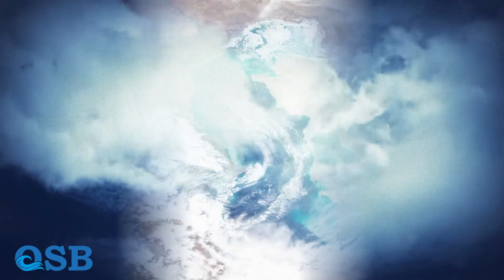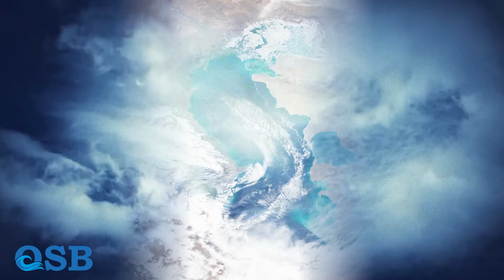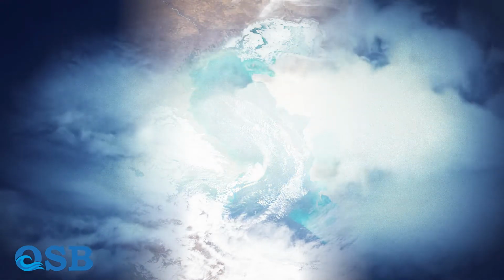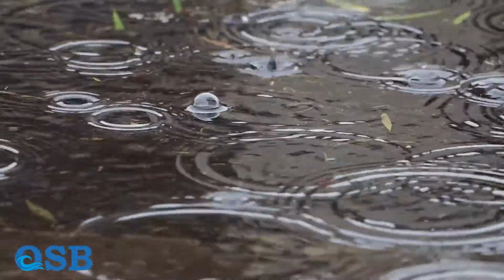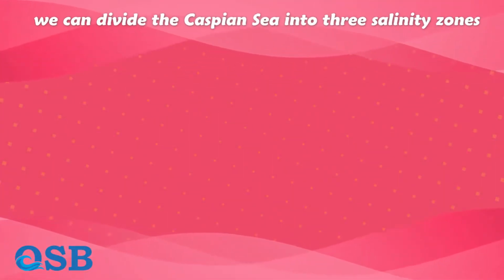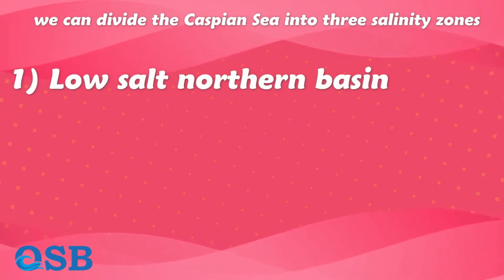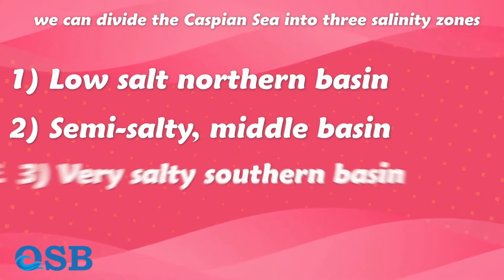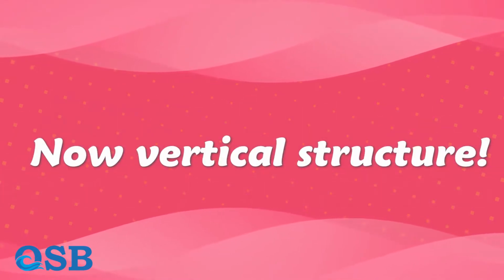The main reason for this extreme heat and high salinity should be found in low rainfall and high evaporation. The surface evaporation in this gulf is 1,500 mm per year. The amount of rainfall in this area does not exceed 70 mm per year. Therefore, we can divide the Caspian Sea into 3 salinity zones. 1. Low salt, northern basin. 2. Semi-salty, middle basin. 3. Very salty, southern basin.